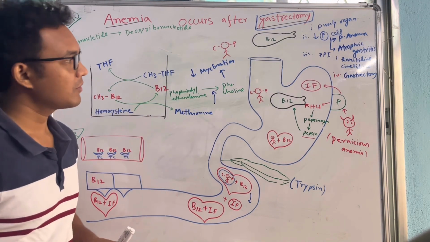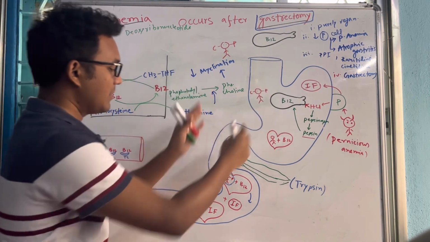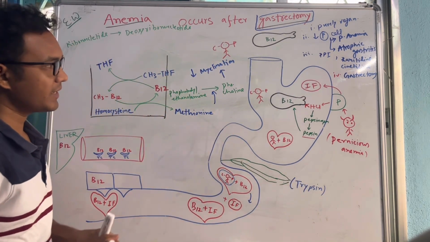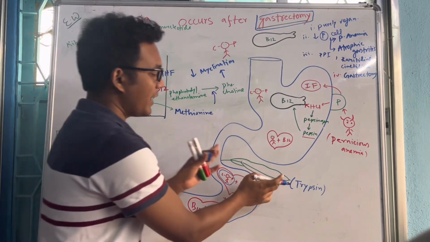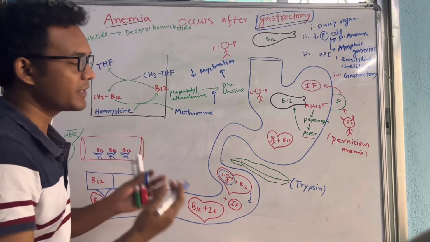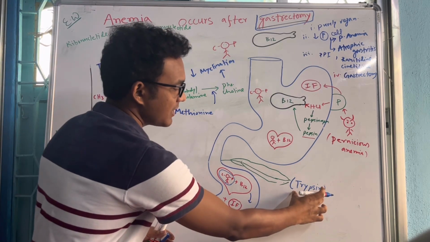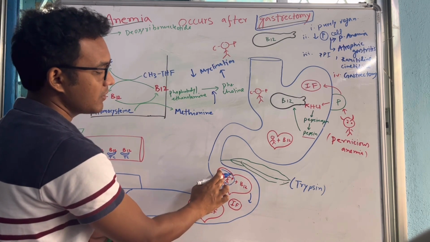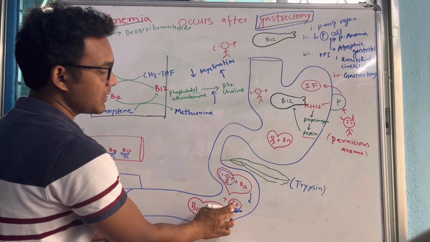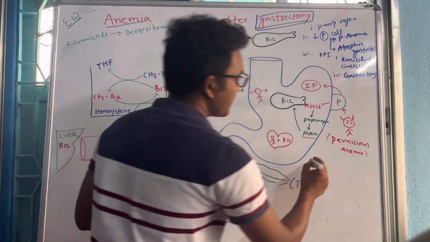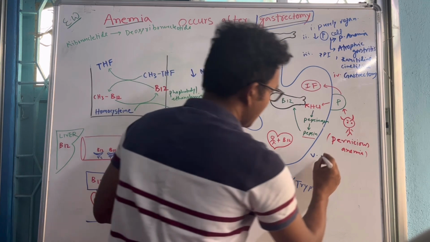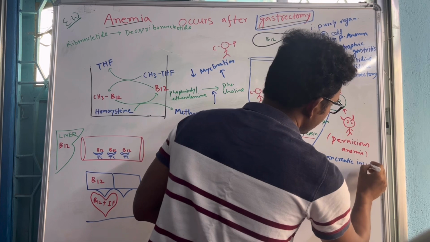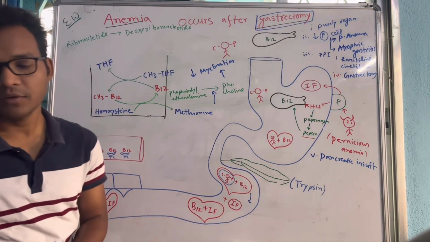Now come to another cause. The fifth cause: suppose there is no gastrectomy, but there is insufficiency of trypsin. We know all are present normally, but the pancreas cannot produce a sufficient amount of trypsin. So if trypsin is not sufficiently produced, it will not destroy the bond between B12 and cobalamin. So B12 cannot bind with the intrinsic factor and it will not be absorbed. So our fifth cause is pancreatic insufficiency.